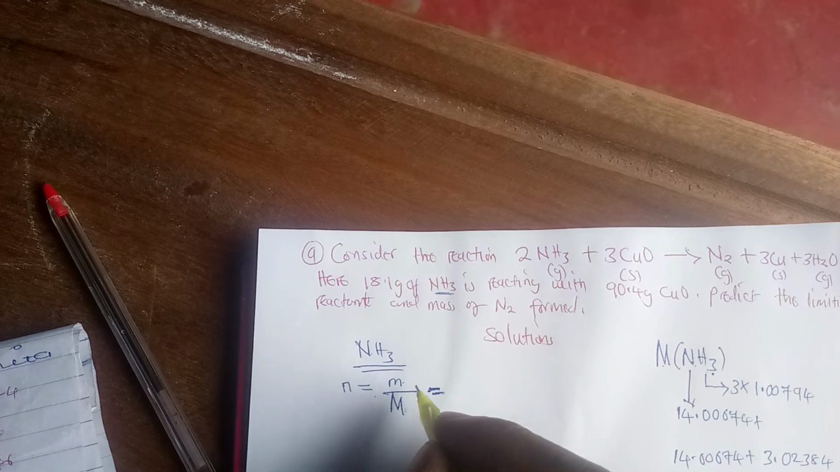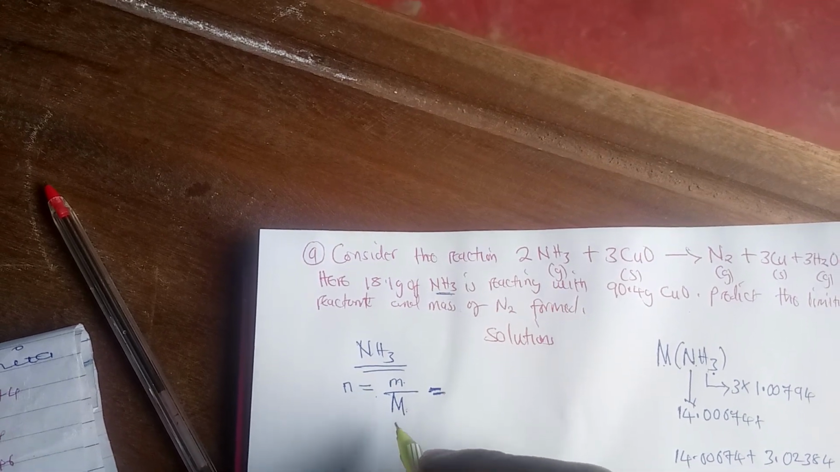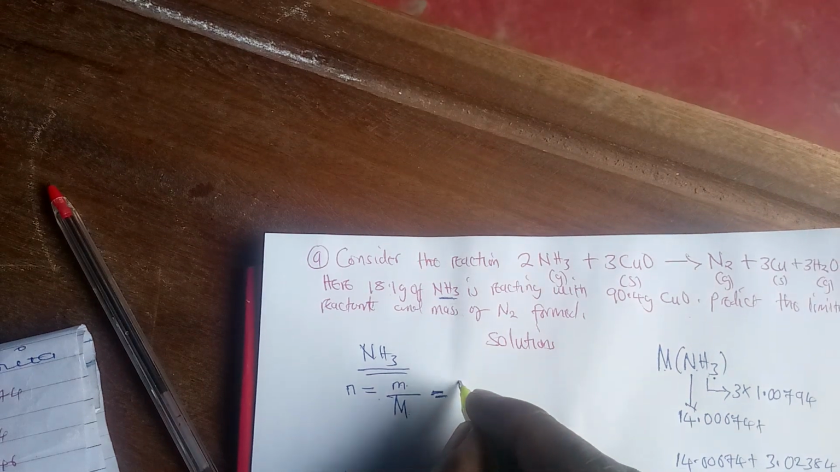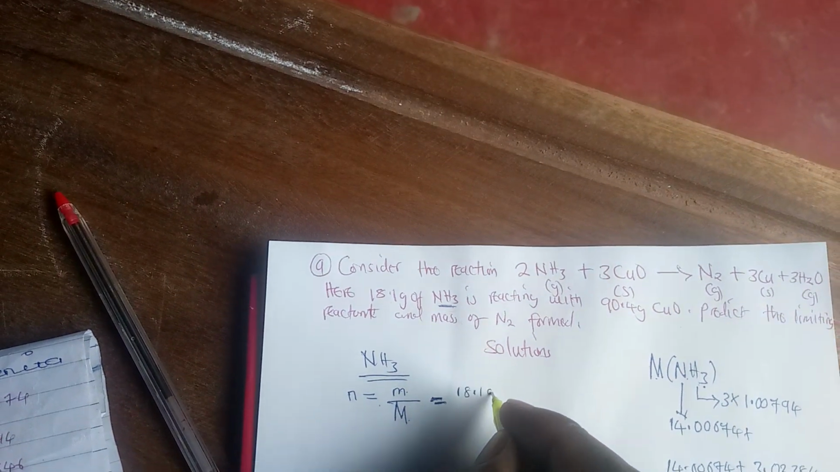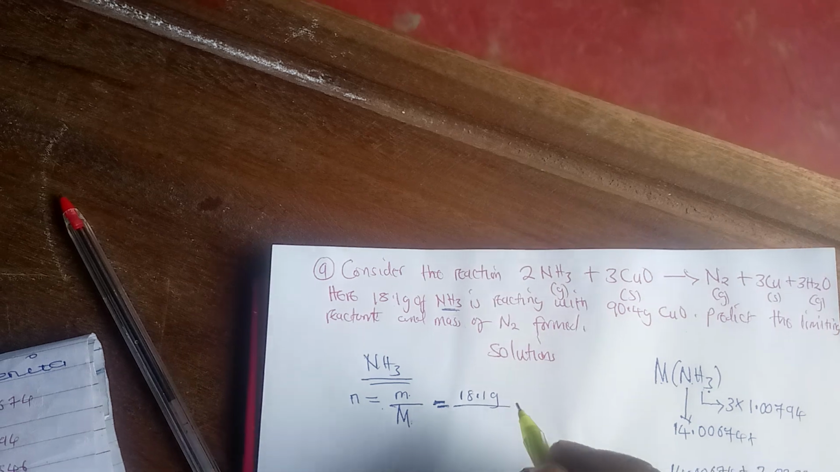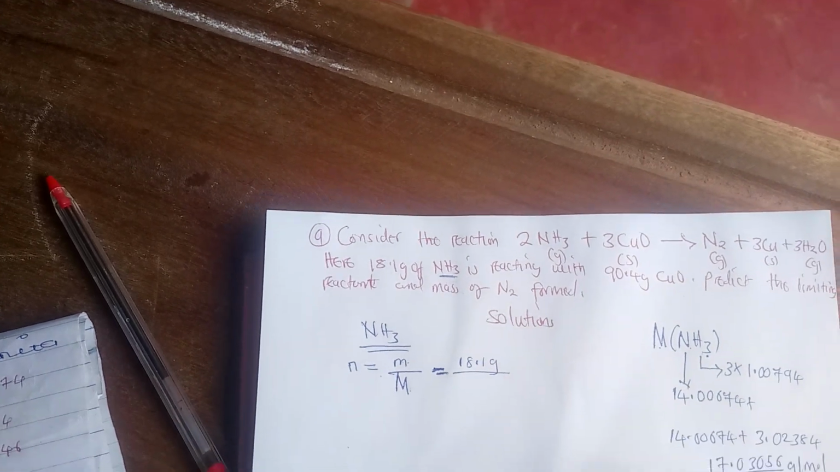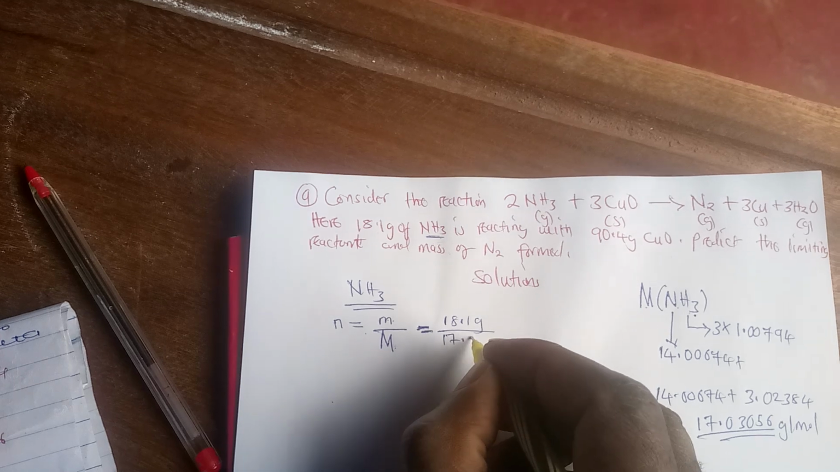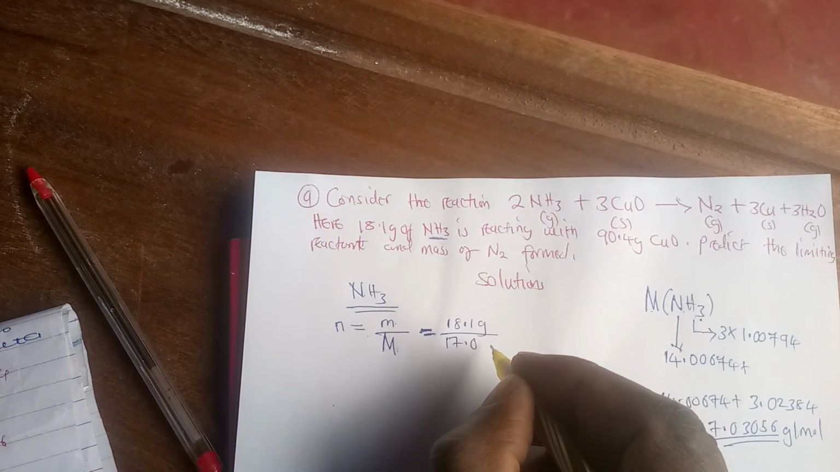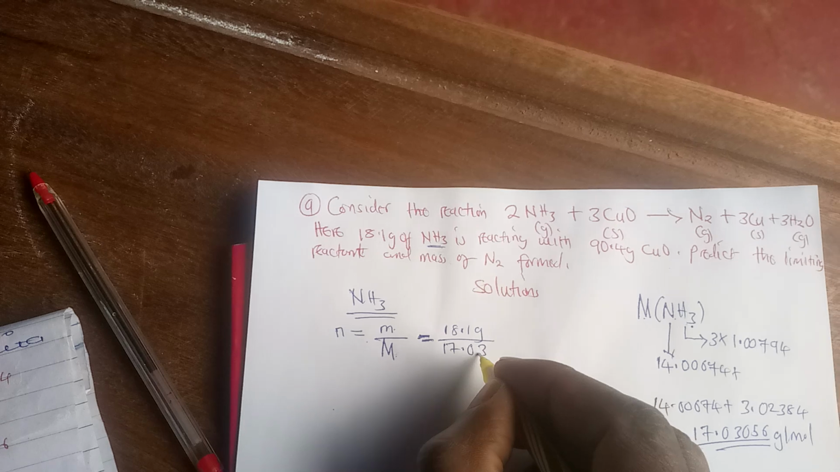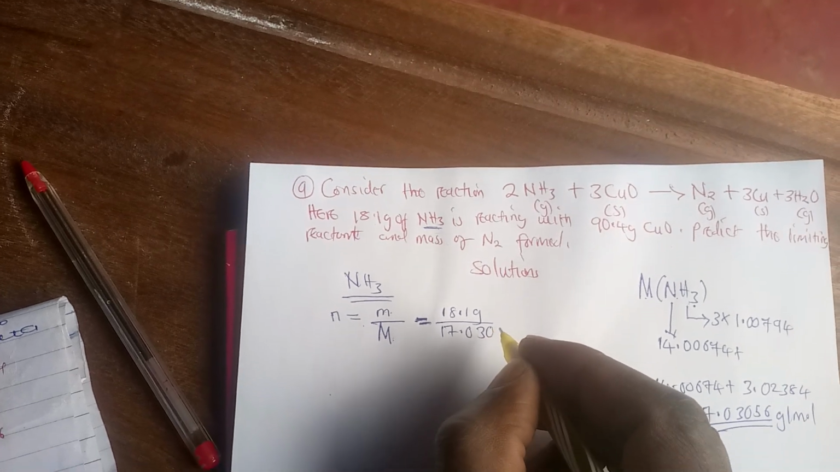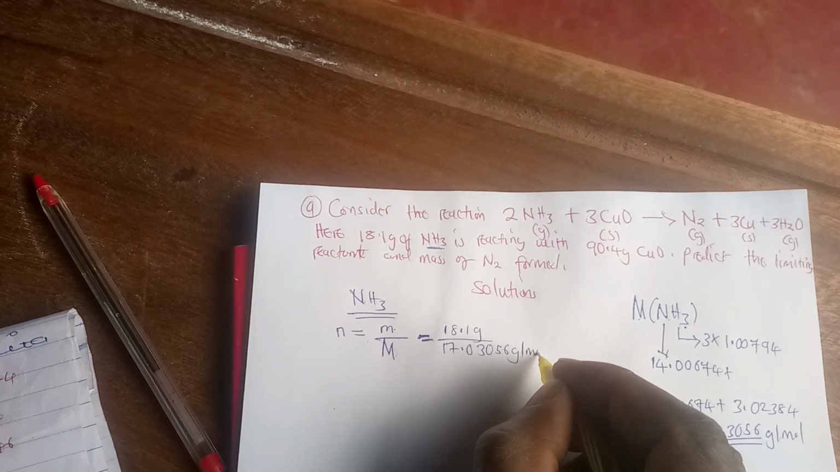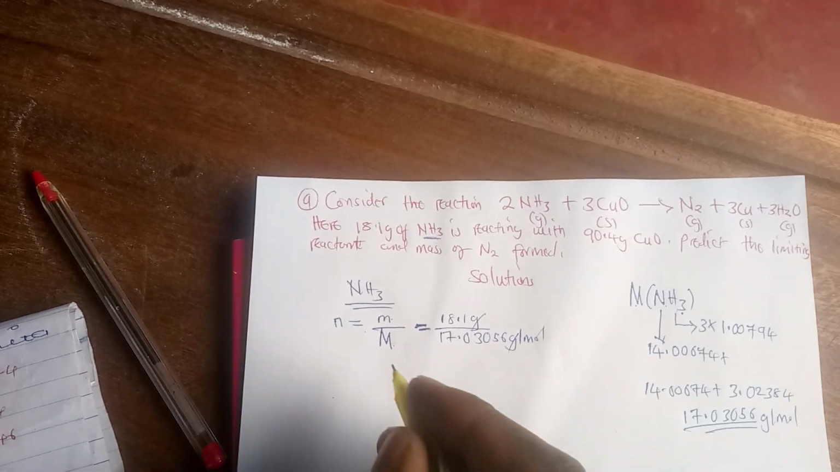The mass, we said from the question, is 18.1 grams. That is for ammonia. Then the molar mass, the one we have calculated here, which is 17.03056 grams per mole. So grams and grams, they will cancel there.